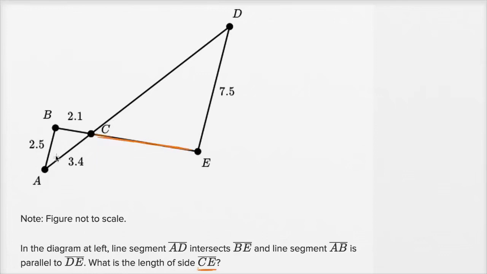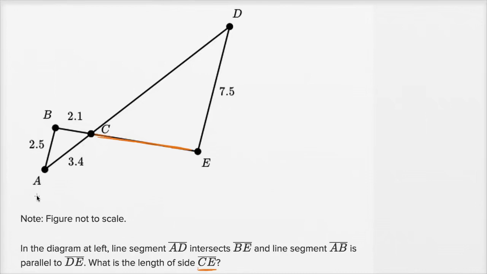Now it might jump out at you, at least it looks like it immediately, that the small triangle on the left is going to be similar to this larger triangle on the right. But let's feel good about that. Let's prove that to ourselves. And to help ourselves prove that, we're going to remind ourselves that AB is parallel to DE.